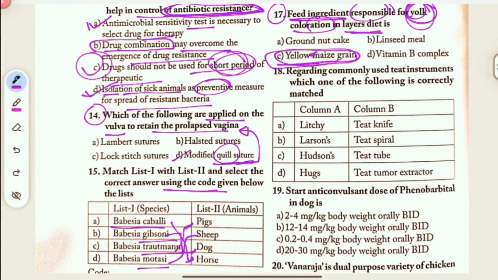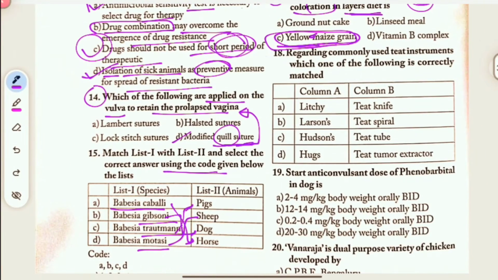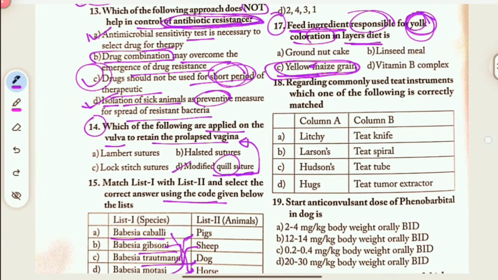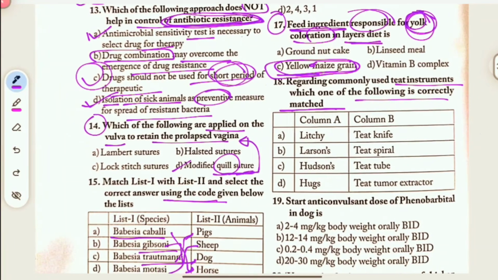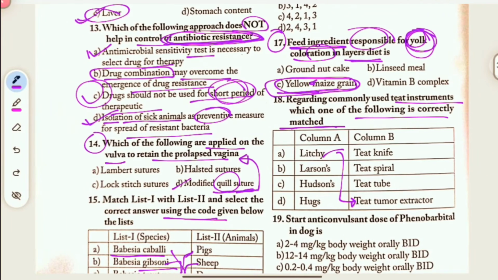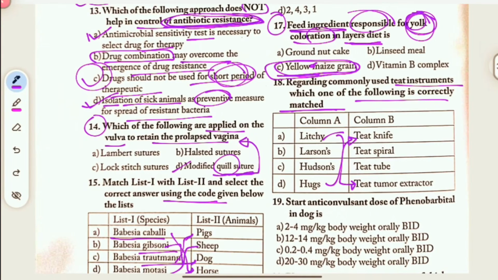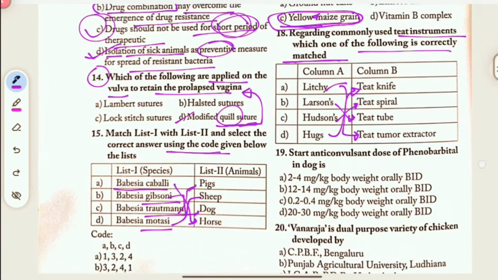So the instruments and their names. Regarding a commonly used breeding instrument, which one of the following is correctly matched? So actually we will match all these instruments. Lychee is teat tumor extractor, and Hug's is teat knife. Larson's is teat tube, and Hudson's teat spirals instruments are available. So this is also a tricky question.